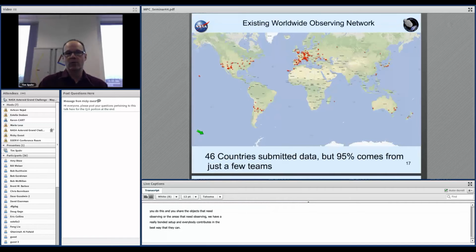So this chart shows the existing worldwide observing network. This is from a slide I showed at the United Nations talk I gave. It looks pretty impressive. There are lots of telescopes all over the world. Look at the density in Europe, Japan. Japan is famous for observations of comets and asteroids. We've got telescopes in Australia and Southern Hemisphere, and look, yay, here's Pan-STARRS.